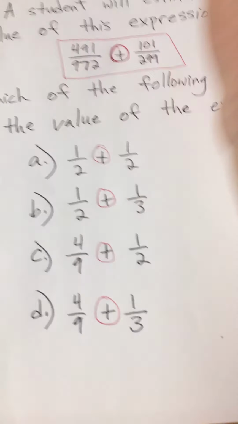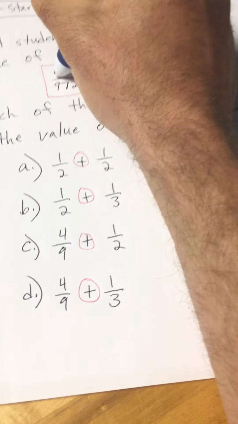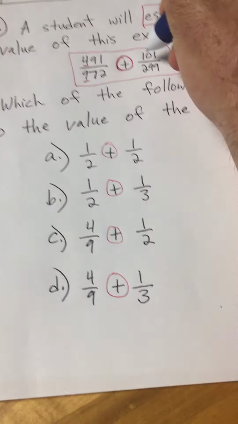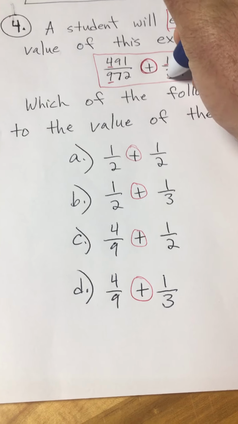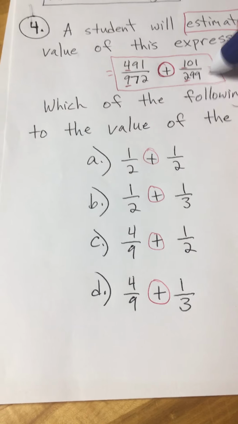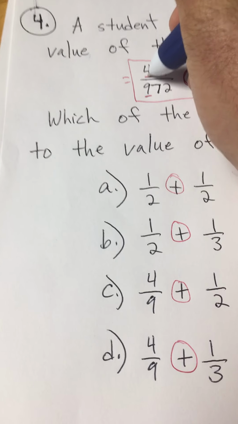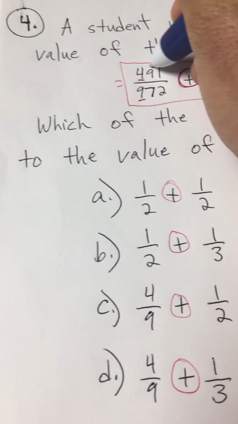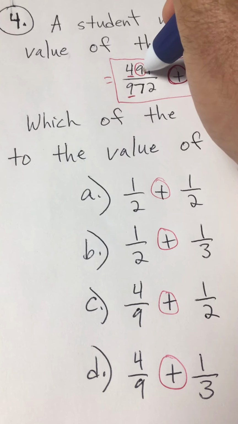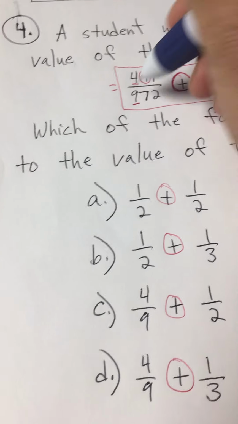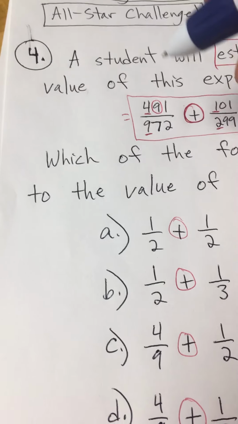Okay, so if we round it, we're going to estimate. That's what the student is going to do. So let's estimate. Let's round to the nearest 100 for all of them. So 491 to the nearest 100, is it closer to 400 or is it closer to 500? So we look to the next digit, it's a 9. Since it's 5 or more, it's actually closer to 500 than it is to 400, right?